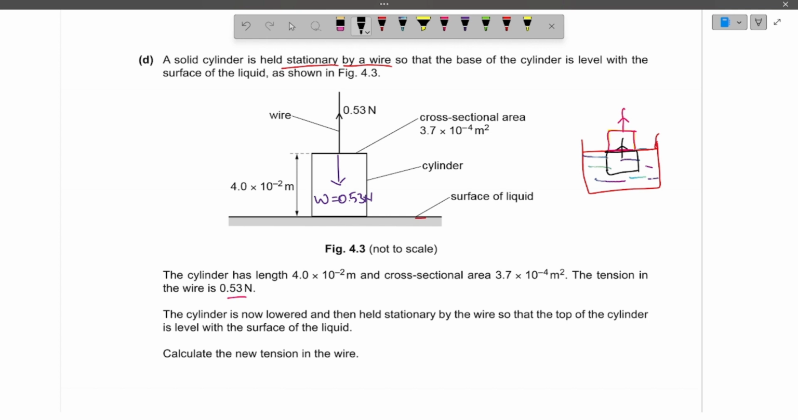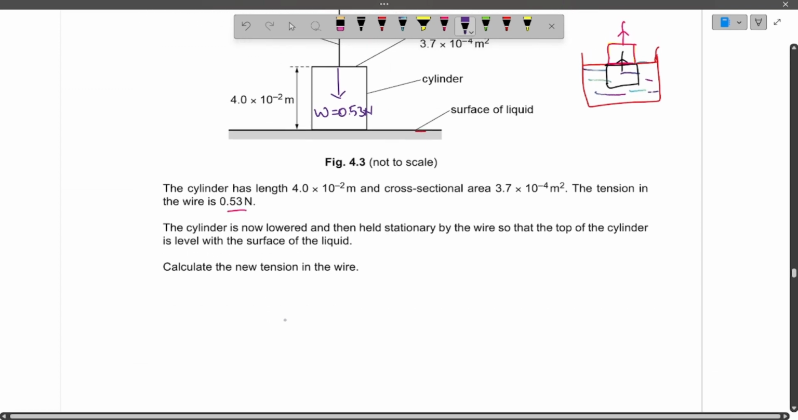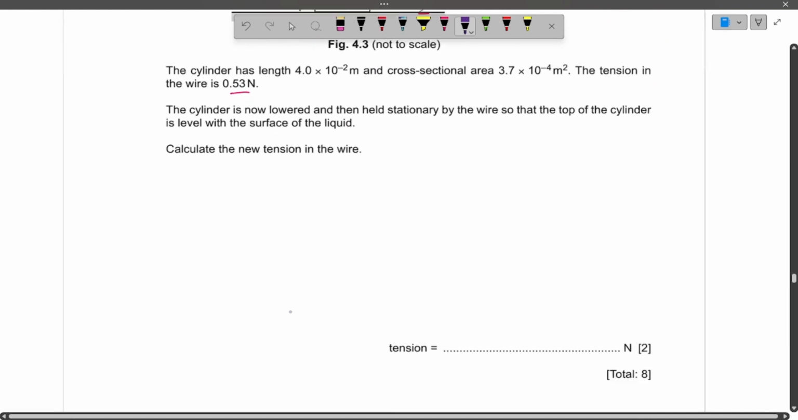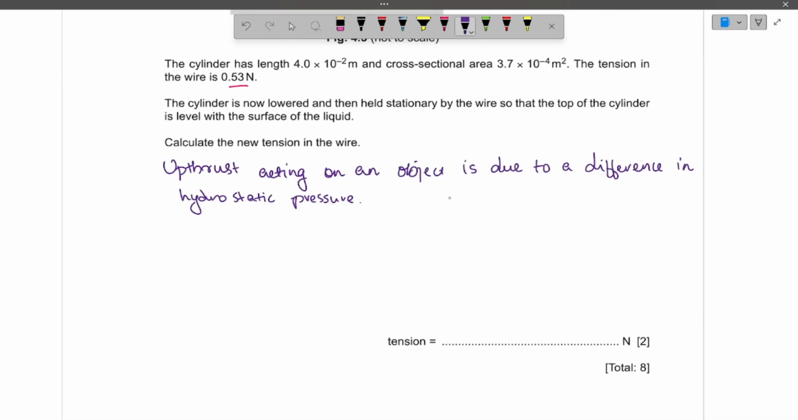The downward force, or the resultant force downward, will be balanced by the tension, right? So if it is lowered in a liquid, what will be the extra force? Always it will be having a weight acting on it. So is there any extra force when it is lowered into liquid? Yes, there will be an upthrust acting on it, in the upward direction, which will decrease the tension on the wire. Upthrust acting on an object is due to a difference in the hydrostatic pressure. So the upthrust formula is rho g V by Archimedes principle.